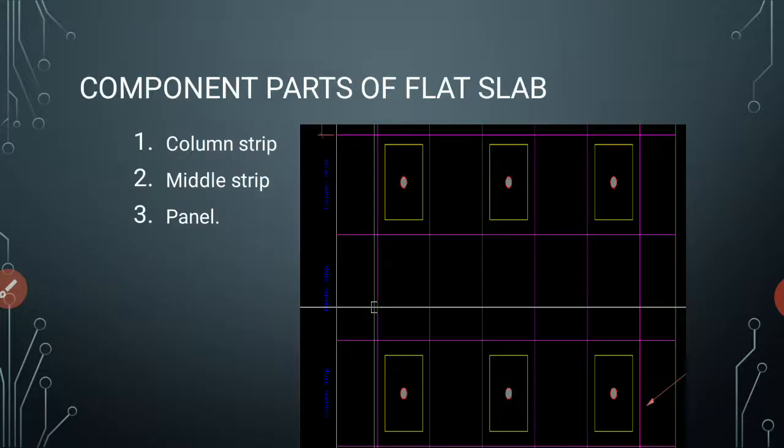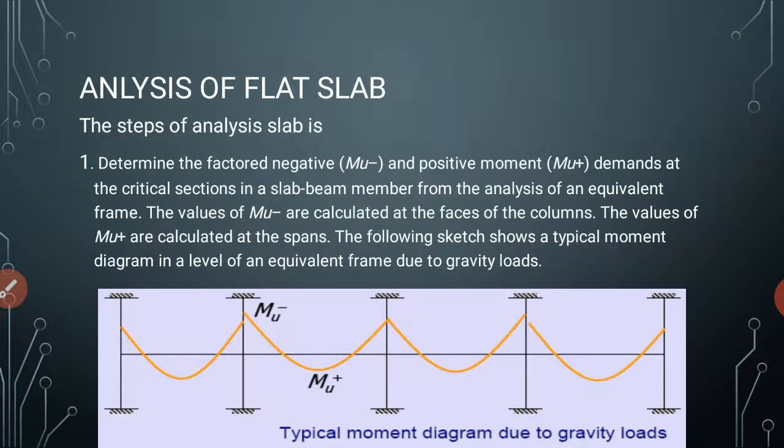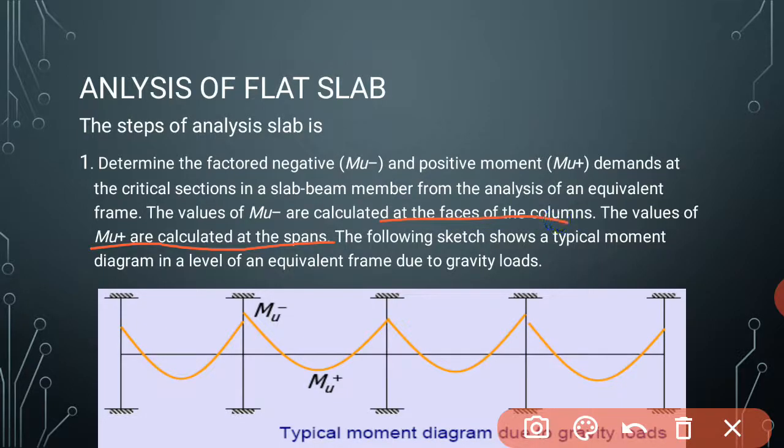This is the main important term. Negative moment is calculated at the faces of the column, and positive moment will be calculated at the spans. So keep this diagram fixed in your mind, that we are going to calculate negative moment at the face of the column and positive moment at the spans.